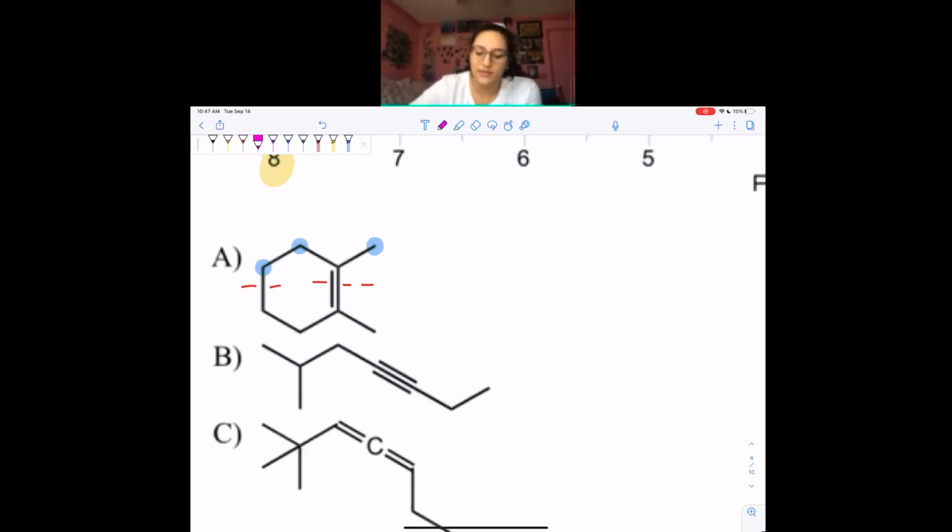The next one, we have partial symmetry here. So this is 1 signal, 2, 3, no hydrogen here because it's a triple bond, no hydrogen here because it's a triple bond, 4, 5. Way too many signals. So we get rid of this answer choice.